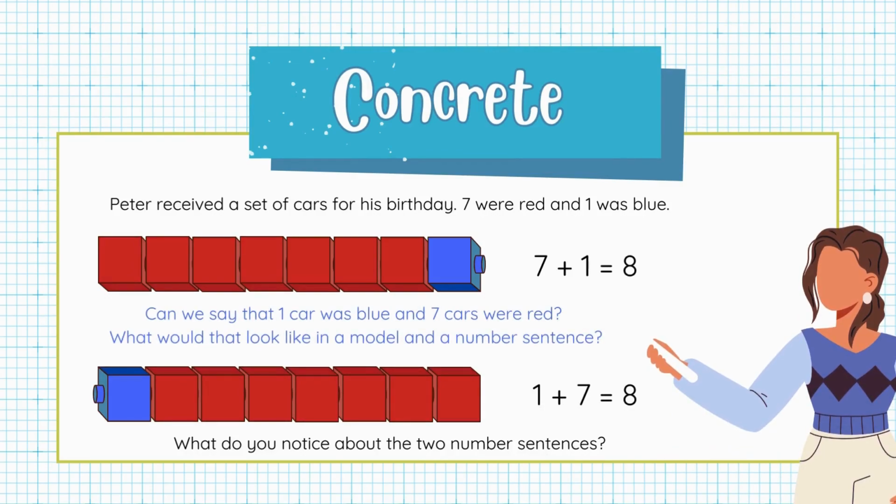Then, teachers may pose guiding questions such as, can we say that one car was blue and 7 cars were red? What would that look like in a model, in a number sentence? Teachers can then prompt students to represent the statements using counters in an equation. Following this, teachers can further engage students by prompting them to identify patterns within the models and equations, ultimately guiding them to recognize that the numerical values remain consistent despite their arrangement.